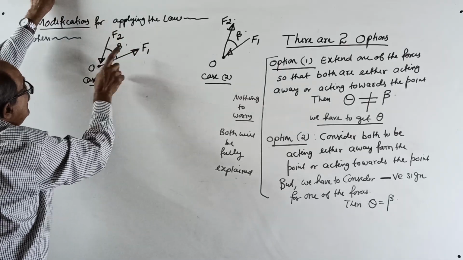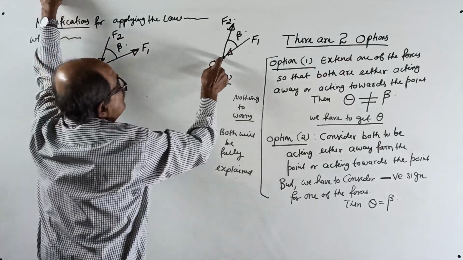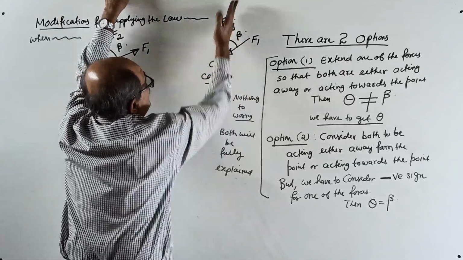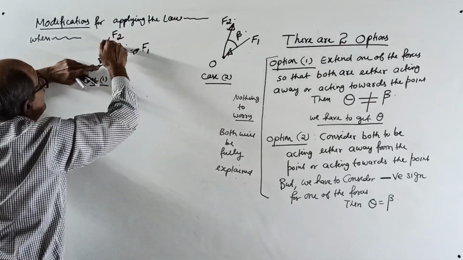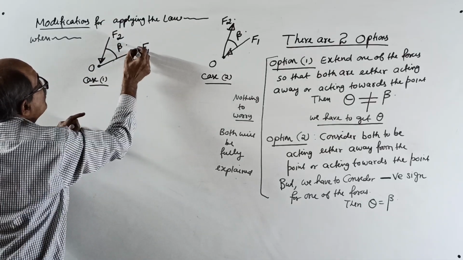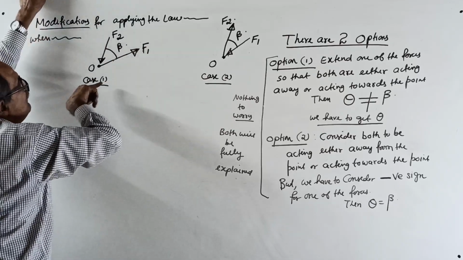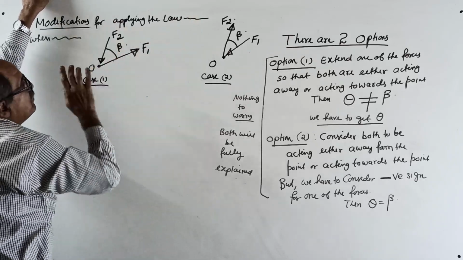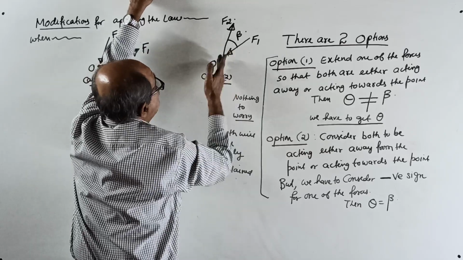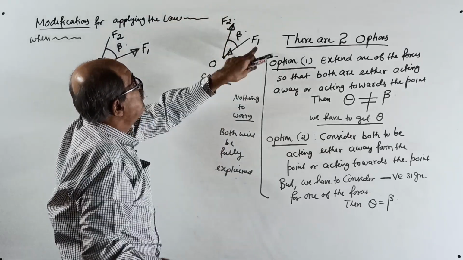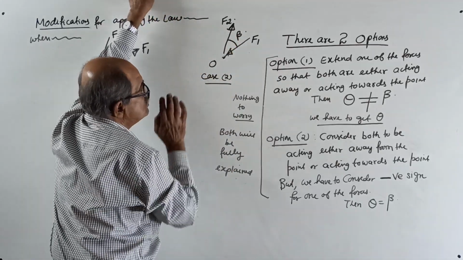So imagine one force F1 given this way, F2 given this way, or one force F1 given this way, F2 given this way. Make a note here. F1 is outgoing, F2 is incoming. You can make a note. Or F1 is acting away from the point, F2 acting towards the point. Here, F1 is acting towards the point. F2 is acting away from the point. F1 incoming, if you stand here, F2 outgoing, given angle is beta, case 2.